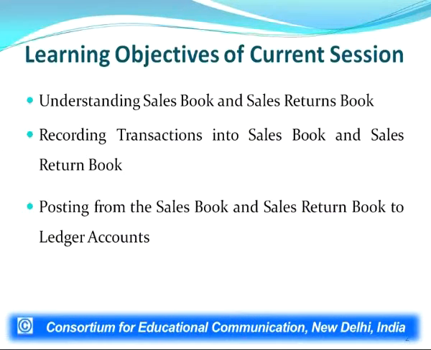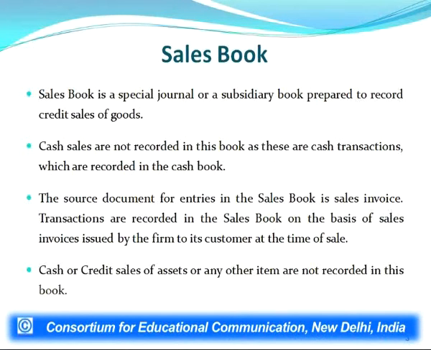So our session objectives are how to prepare the sales book and sales return book, and how to make posting into the ledger accounts. So now, what is a sales book? Sales book is a special journal or a subsidiary book prepared for recording credit sale of goods only. Credit sale of goods only means cash sales are not recorded in this book, because these are cash transactions and these are to be recorded in the cash book only.